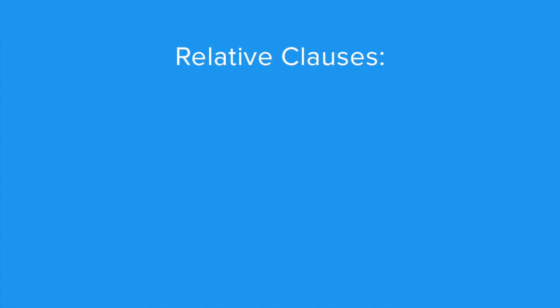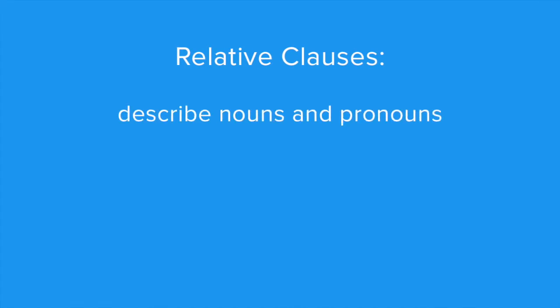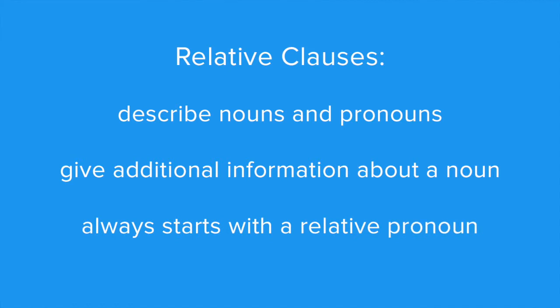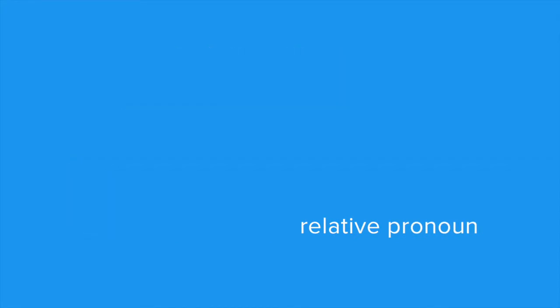Relative clauses are a type of subordinate clause and describe nouns and pronouns. We use relative clauses to give additional information about a noun. A relative clause always starts with a relative pronoun. But before we get onto relative pronouns, let's start by looking at what a pronoun is.